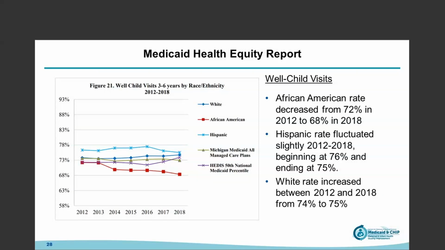So what we see with this rate is that the African American rate decreased from roughly 72 percent in 2012 to 68% in 2018. The Hispanic rate has fluctuated over the years, but really began around 76% and ended around 75% throughout that 2012-2018 period. While our white reference population rate did increase between that same time period from 74 to 75%. So we see here a racial disparity, particularly between the African American and white reference population, increasing pretty substantially over this time period. Next slide.